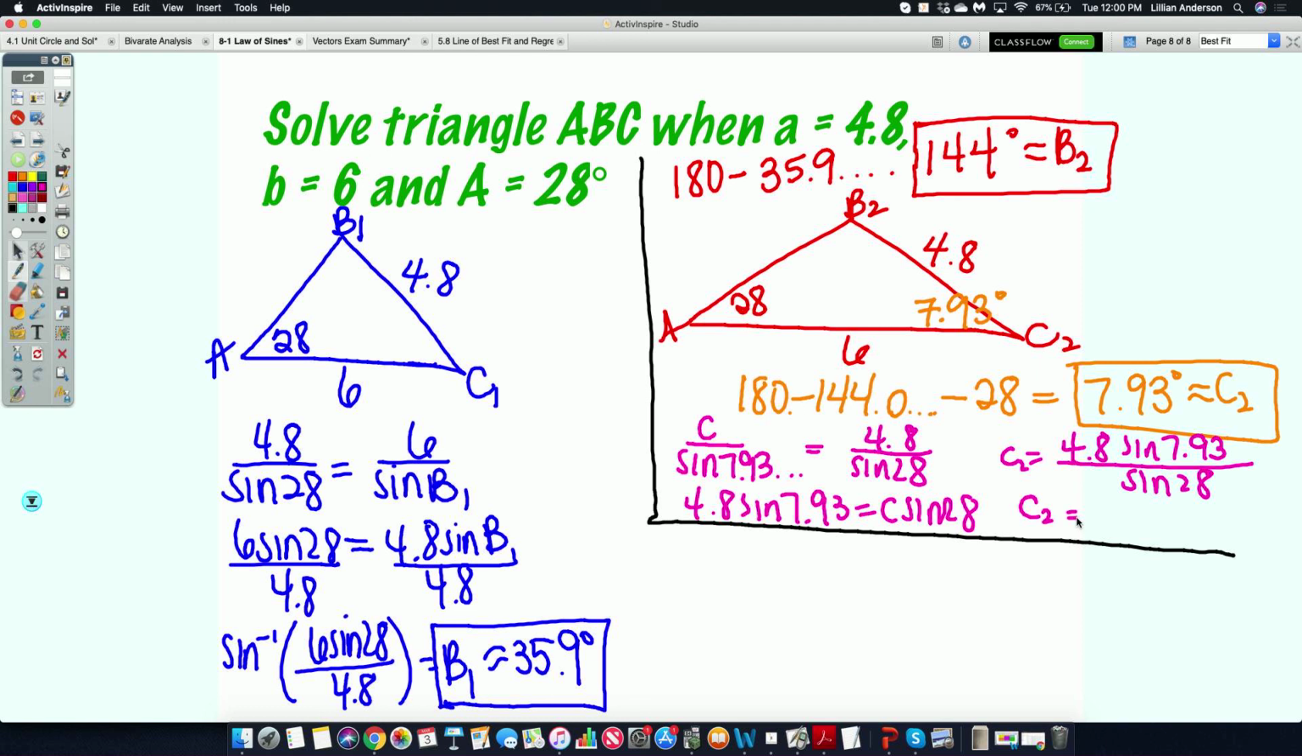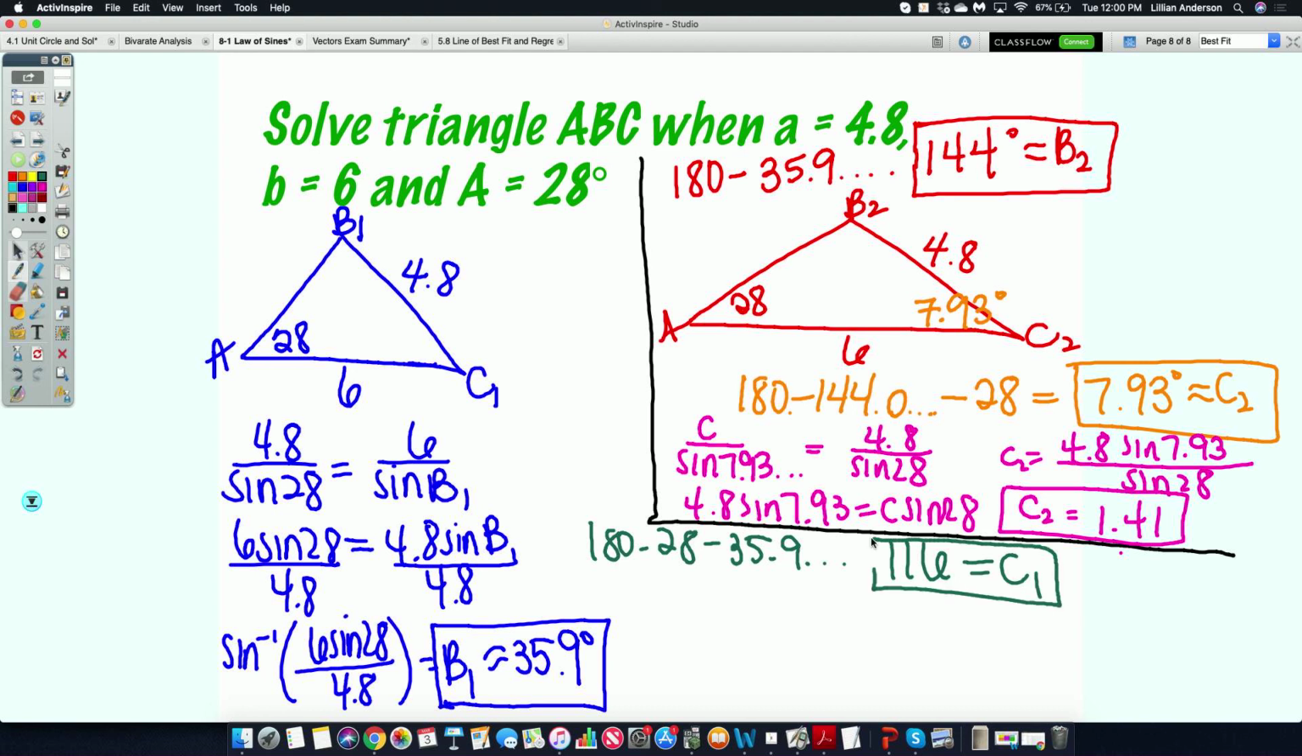So the side for triangle 2 was what? 1.41. Good. Back to this first triangle. If I do 180 minus 28 minus this 35.9 non-rounded number, what was angle C? 116. Okay, so three significant figures would be 116. So that would be for angle C.